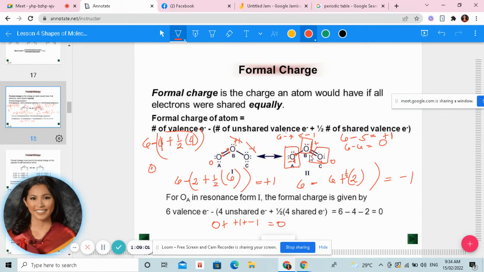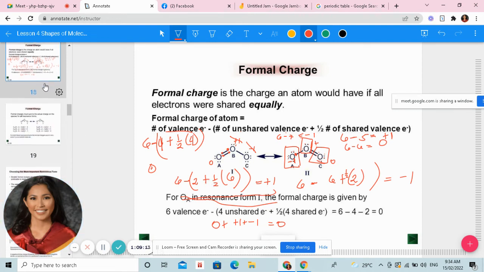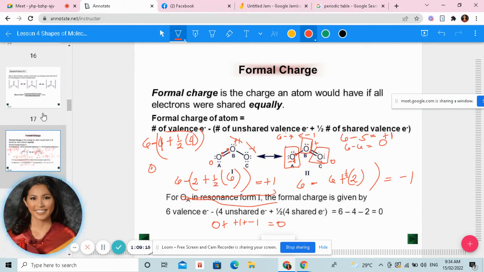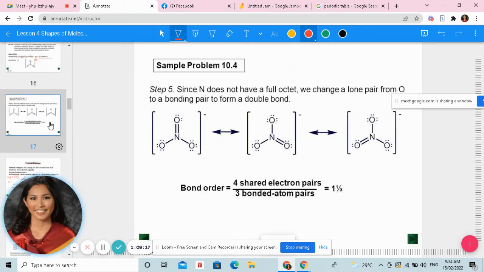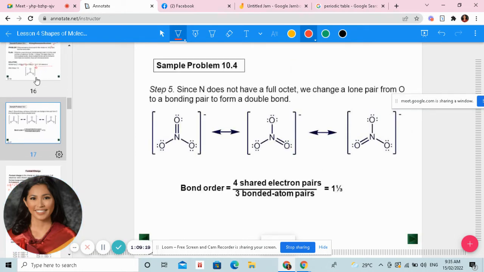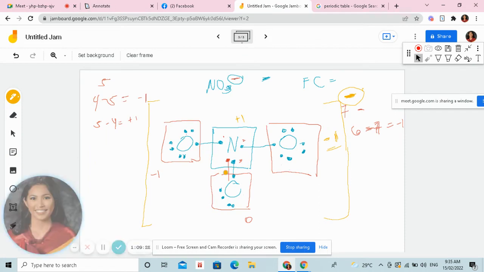You will only box the atom, then count how many electrons. Or you can use this formula, which is a bit longer. Okay, so we have that one. Now let's go back. Okay, so we have that. We have the structure of your NO3.